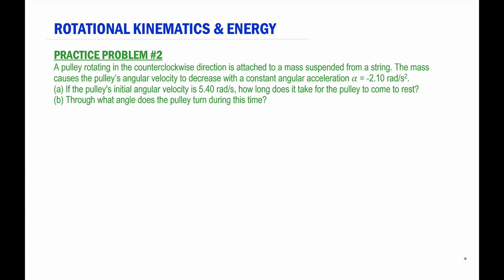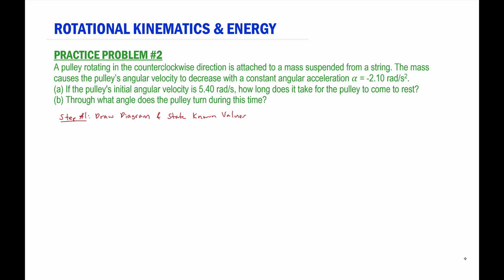So, once again, this is a kinematics problem. We do have angular acceleration, initial velocity, and final velocity because the pulley comes to rest. This means we can use a kinematics equation to solve for time in part A and then displacement in part B. Let's start with drawing a diagram. We do need to draw a diagram to get used to rotational motion.